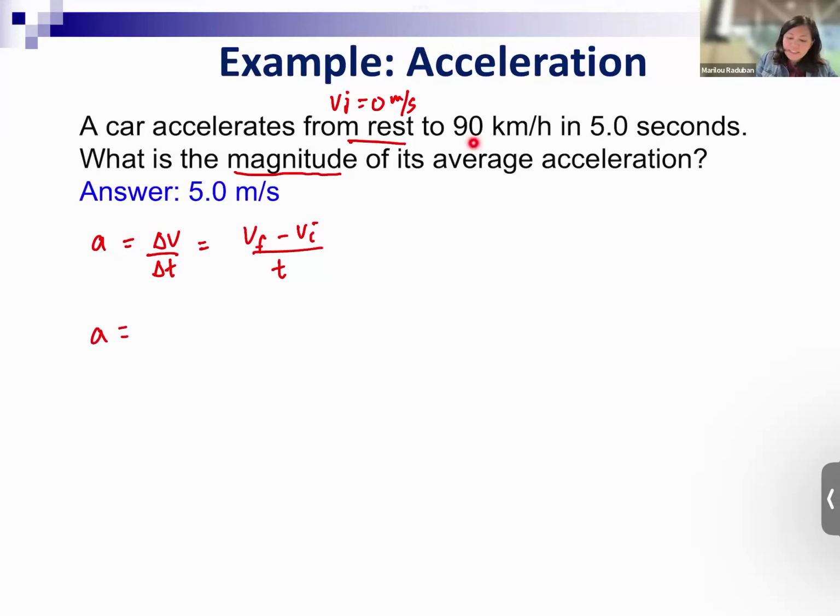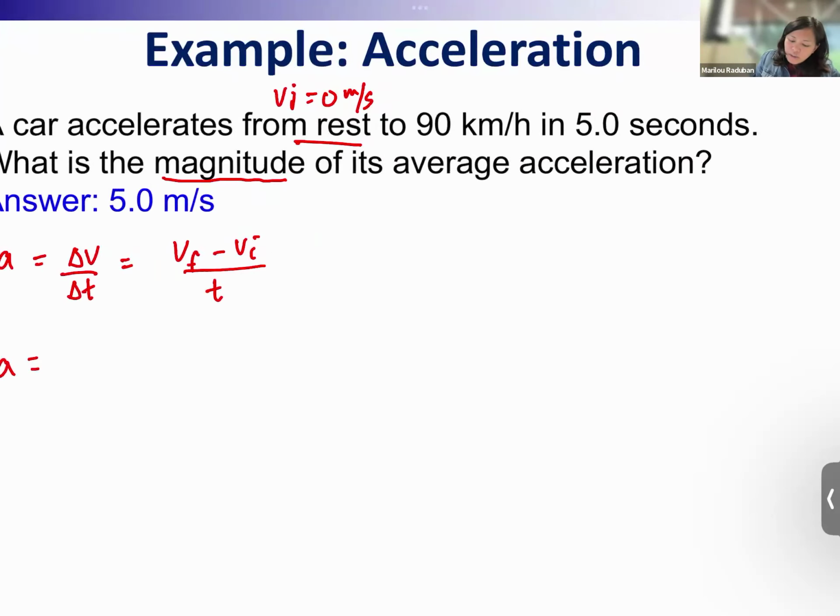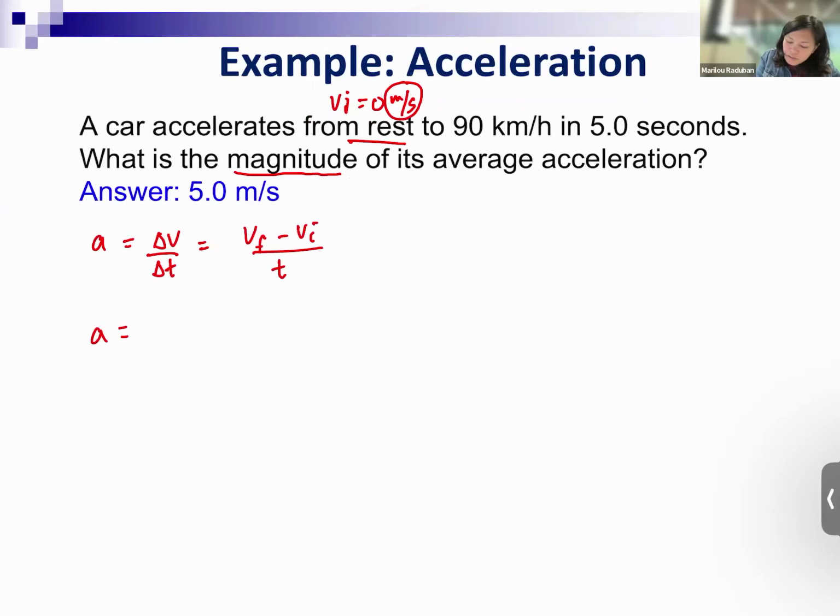The final velocity is given, 90 kilometers per hour. The initial velocity, you can sort of intuit from the question, which is 0 meters per second. Notice how the units are different. You have meters per second, kilometers per hour. Your units need to be consistent. I would suggest converting to base units, meaning convert 90 kilometers per hour to meters per second, right?